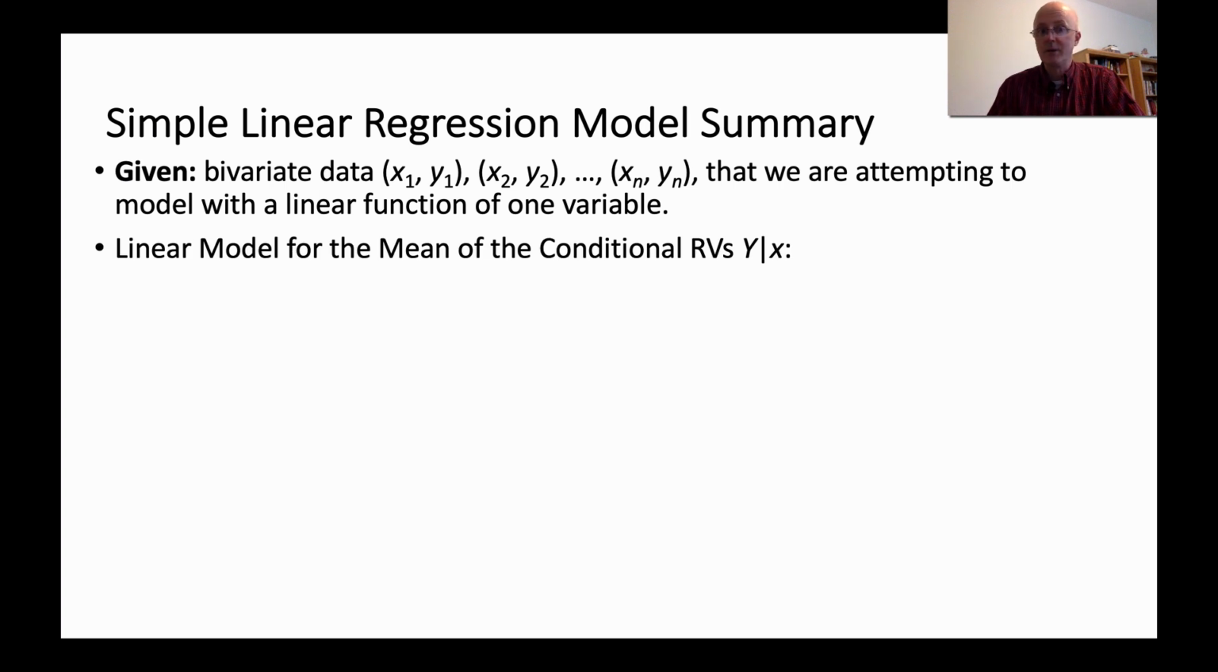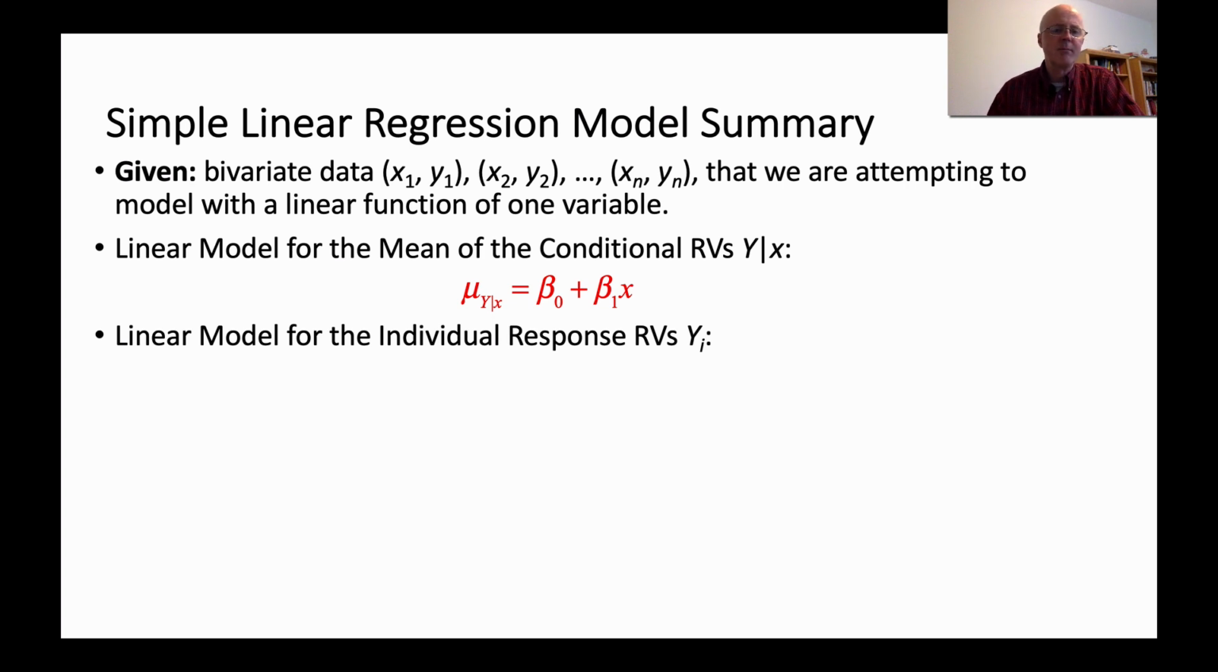The linear model for the mean of the conditional random variables capital Y given x, where you're thinking of little x as fixed and capital Y as being an unknown random variable that can take on different values based on some probability distribution. The mean of these things is a deterministic kind of thing. Mu of this random variable is a fixed quantity for any given x, but it's a linear function of x, beta 0 plus beta 1 times x, where beta 0 and beta 1 are unknown population parameters that we would like to estimate. That's one of the main goals, is to estimate those things.